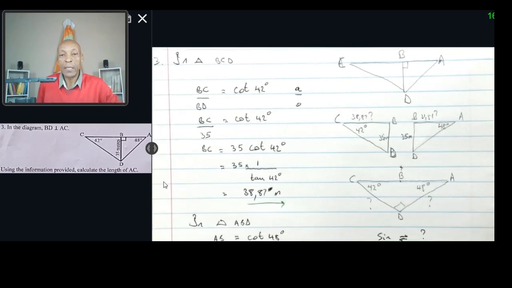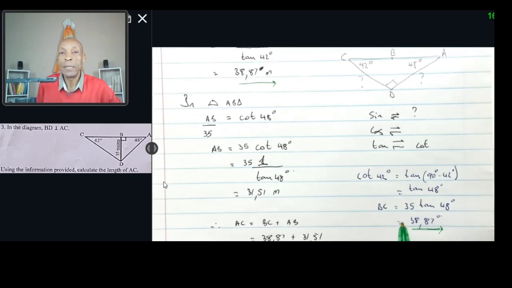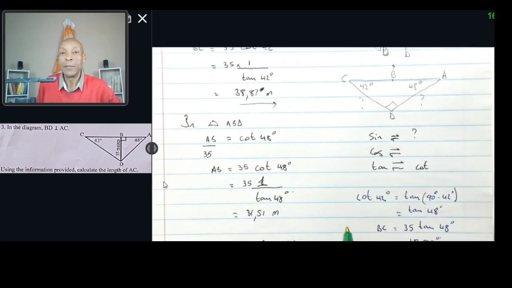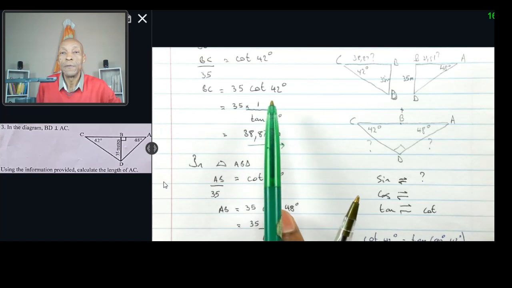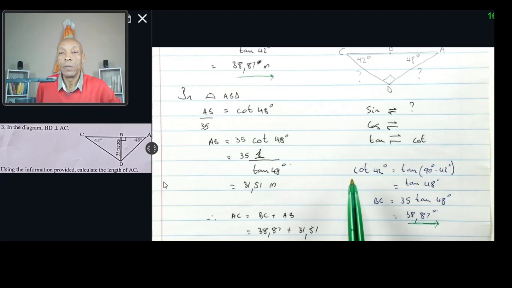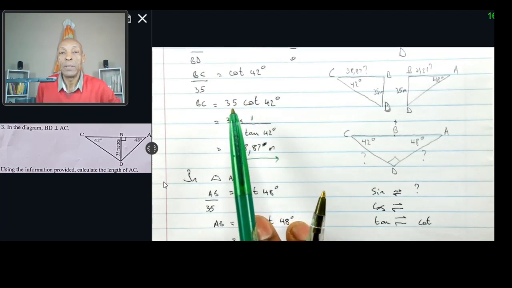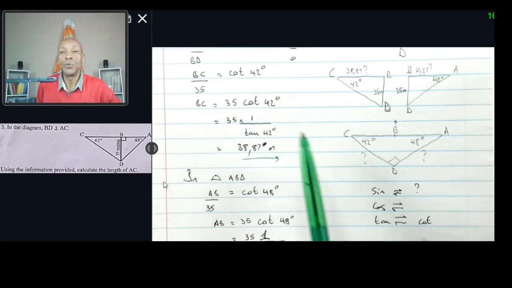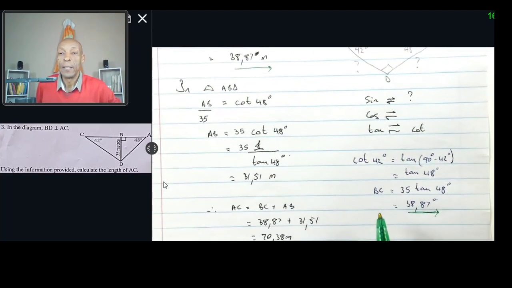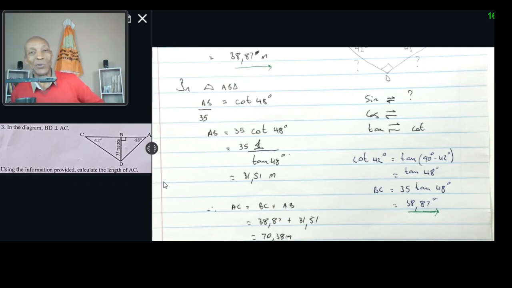So that's another way of doing it. You can get 38.87 either by doing cot 42, using that inverse, or after you write BC is equal to 35 cot 42, you can write BC is equal to 35 tan 48. All right. Try it with that one so that you see whether you get it.